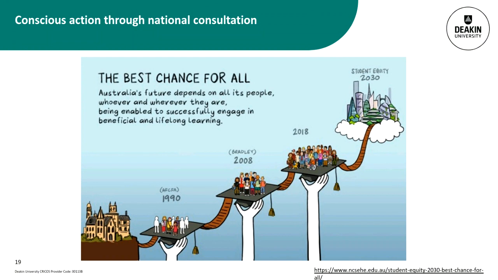again, just putting up an illustration from the Best Chance for All, the policy statement that myself and Nadine Zacharias from the National Centre for Student Equity in Higher Education prepared. And the pithy way in which we've described this: Australia's future depends on all its people, whoever and wherever they are, being able to successfully engage in beneficial and lifelong learning. You could maybe substitute Australia for New Zealand or America or Canada or wherever it may be.